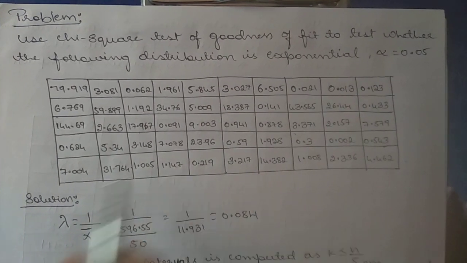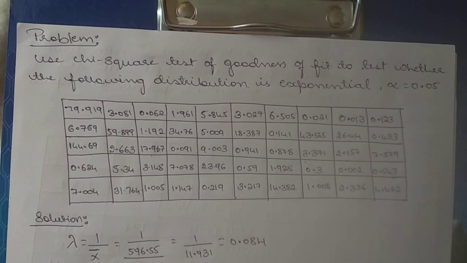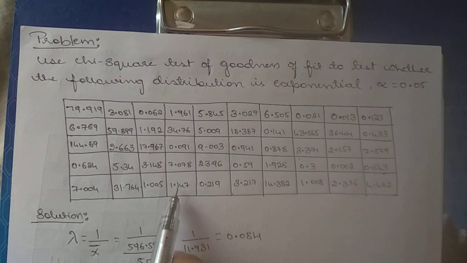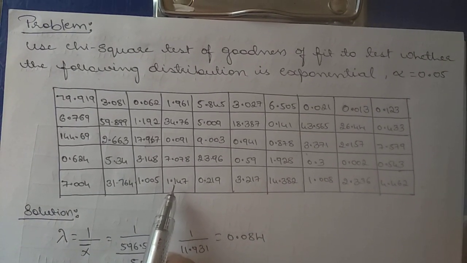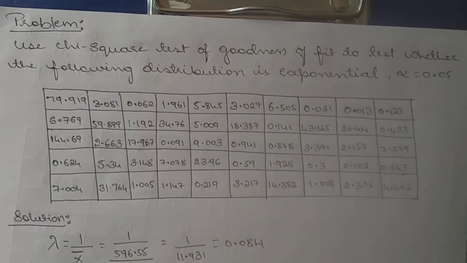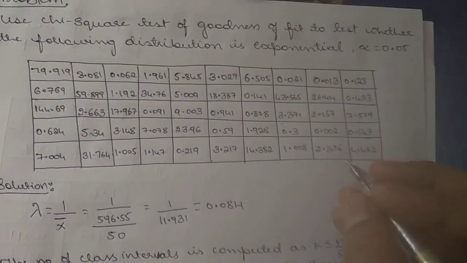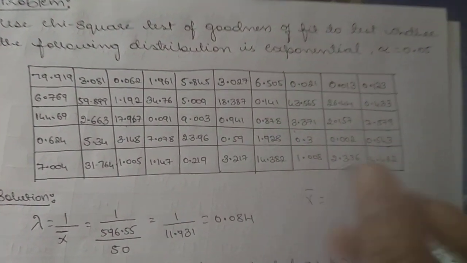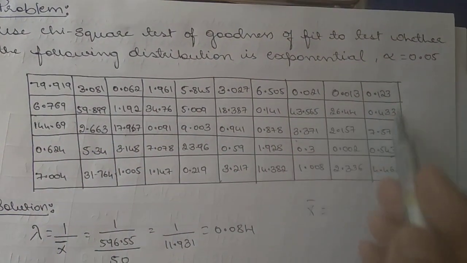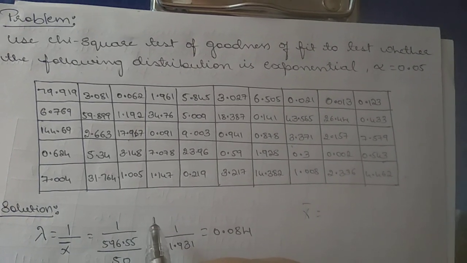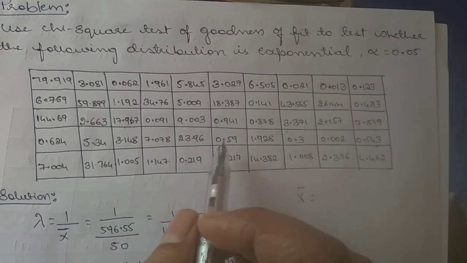By this we have to just find out OI, EI, PI, all those things. Before going for that, here the mean, that is x bar, is not given. How to calculate the mean? Here you have to just take lambda equals 1 divided by x bar. 1 divided by x bar can be calculated as the sum of all these numbers divided by the count, the number of variables which are present here.